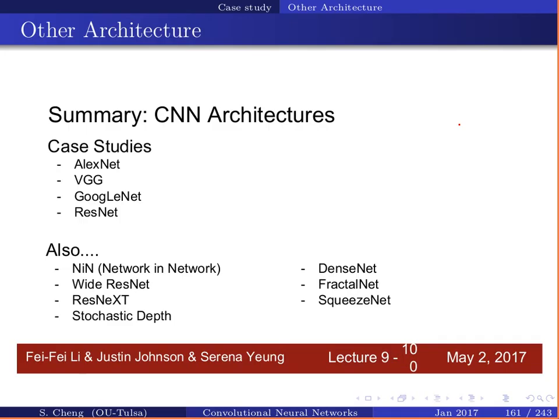And this is a summary of what we talked about today, some of these architectures. We went through AlexNet again, VGG, GoogleNet, ResNet, and also some of these other architectures that we just briefly went through.